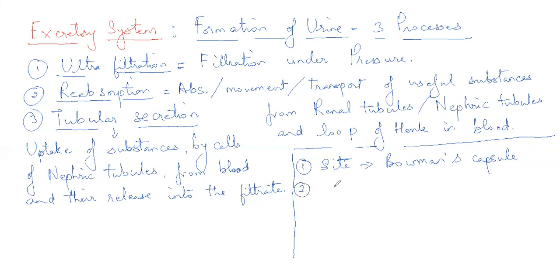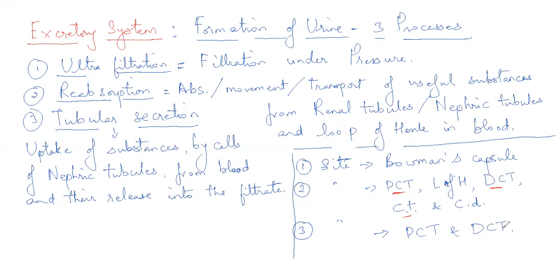Second, that is reabsorption. The site is PCT, loop of Henle, DCT, CT, and CD. CD क्या चीज़ है? Collecting duct. CT क्या चीज़ है? Collecting tubule. PCT, DCT, and CT, these three are nephric tubules. The third, tubular secretion. The site is mainly the site is mainly ECT and DCT. Moving on to the next page.